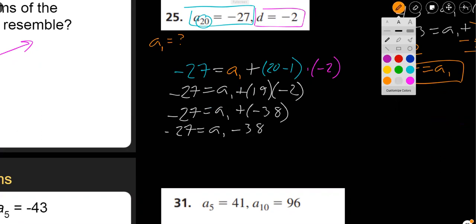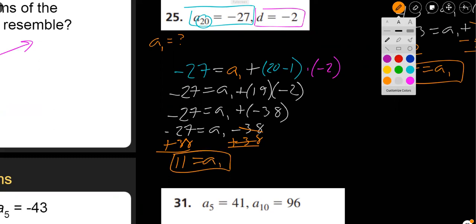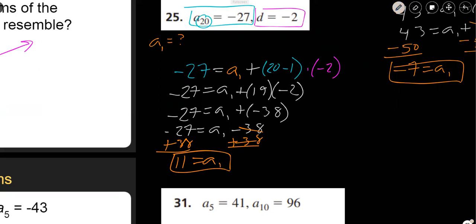And then finally, I do my inverse operation. Add 38 on both sides. These cancel on the right. On the left, I get -27 plus 38 is 11. So my A1 value is 11. And now I can build my equation since I know my A1 value. Got that accounted for now.